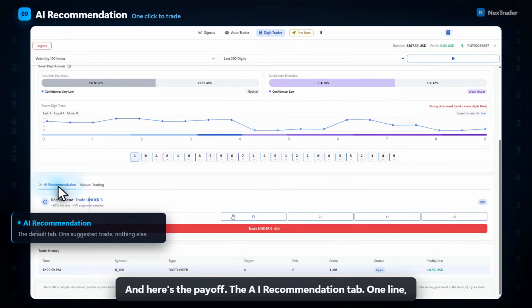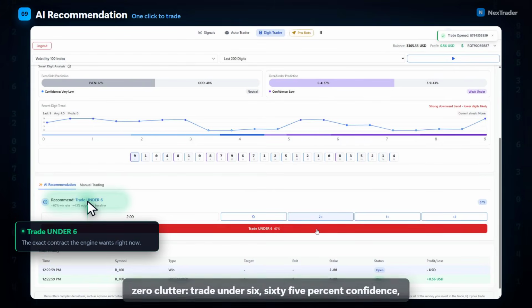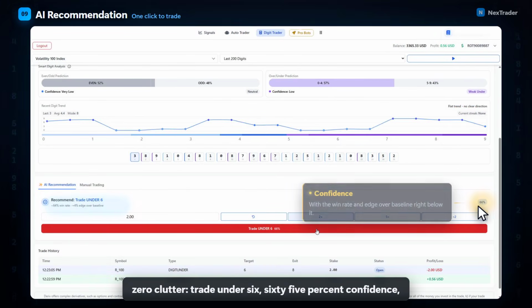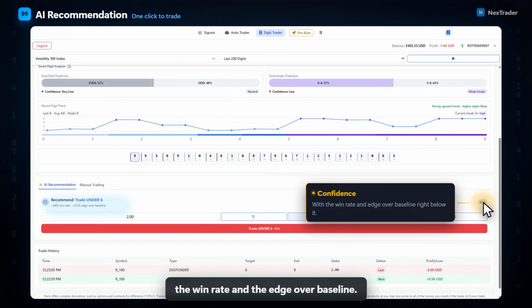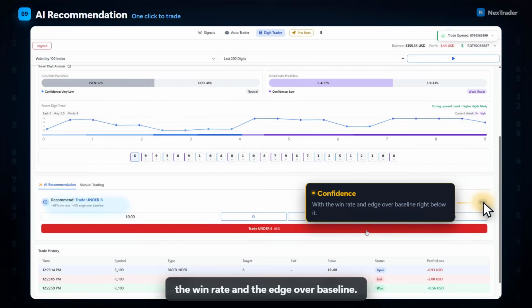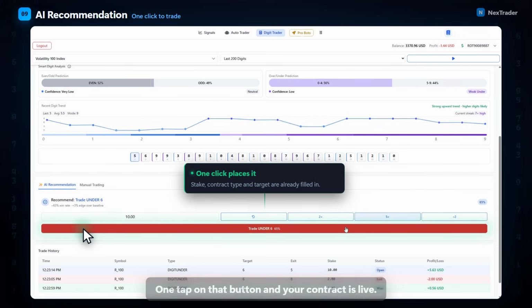And here's the payoff. The AI Recommendation tab. One line, 0 clutter. Trade under 6, 65% confidence with the reasoning right underneath, the win rate, and the edge over baseline. One tap on that button and your contract is live.